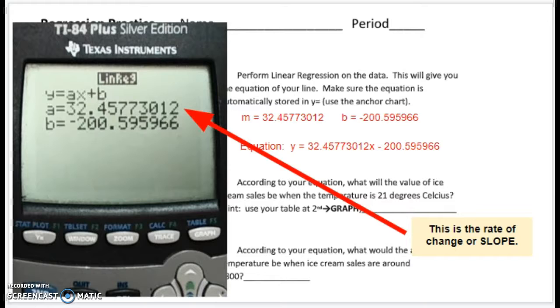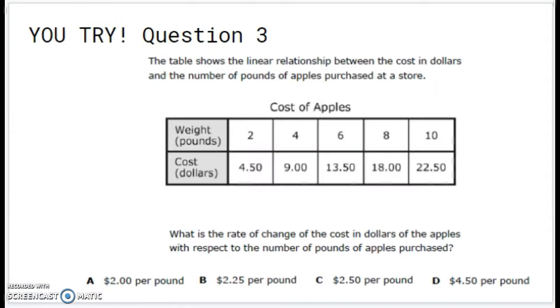Okay, so if you want to try doing a regression, or if not, you can do question number 3 the same way we did our previous problem. So go ahead and try this one right now.